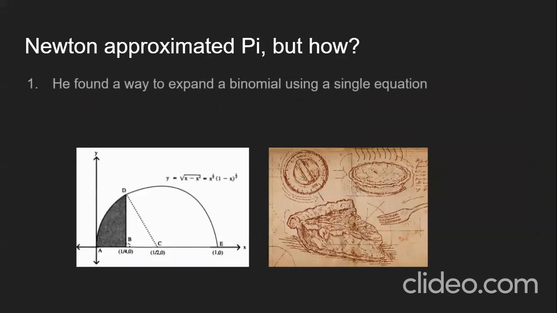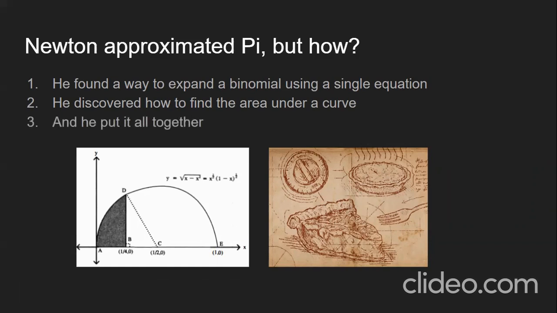He found a way that he did two things. He found a way to expand a binomial using a single equation, and he also discovered how to find the area under a curve, which, if you've ever taken calculus, is called integrals. And then he put it all together.